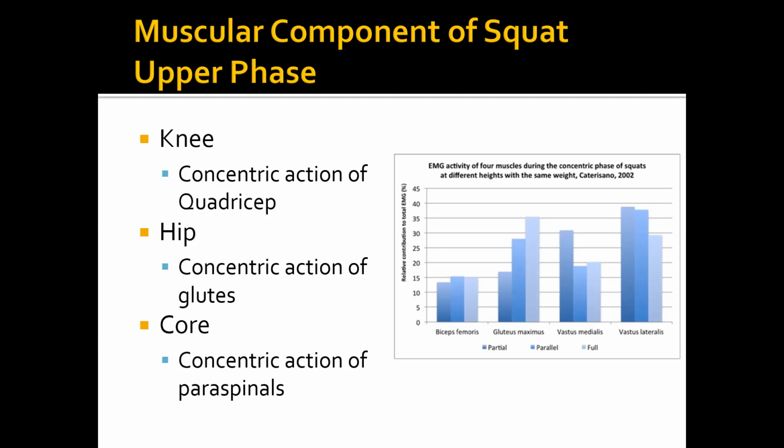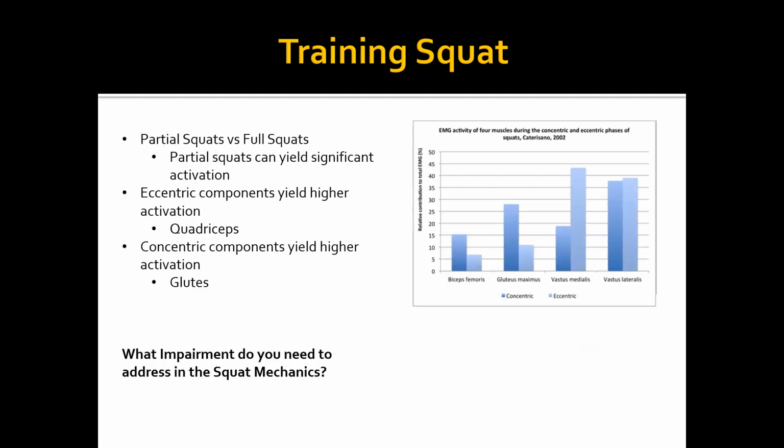So we all know this on the upward phase, the knee, on the concentric action, is the quadriceps. The hip is the glutes, and the core activation of the paraspinals comes into play in the upward phase. And so we talked about this a little bit, training the squats. Does it matter if it's partial squats or full squats? Partial squats can still yield significant activity, all right?